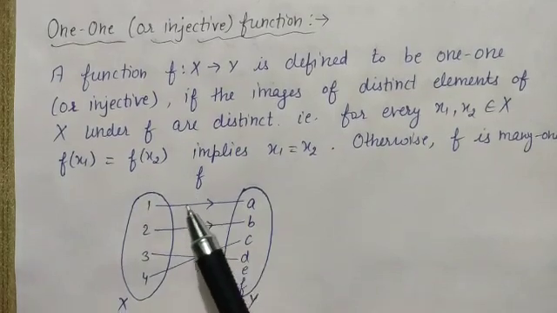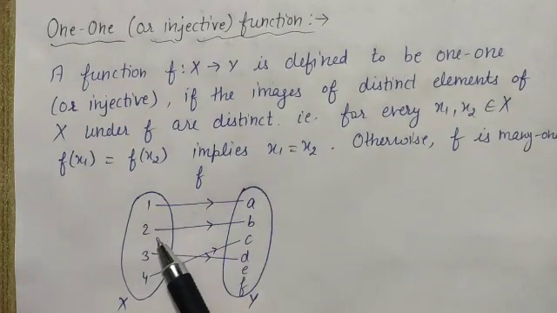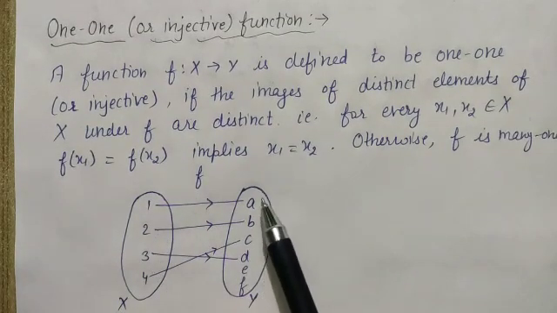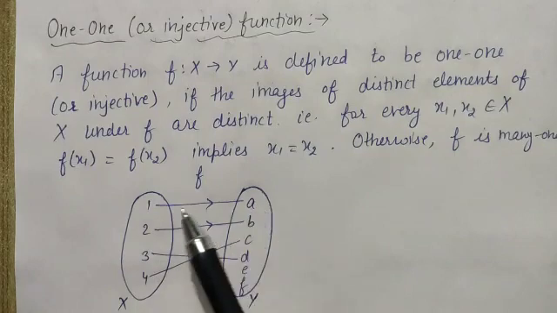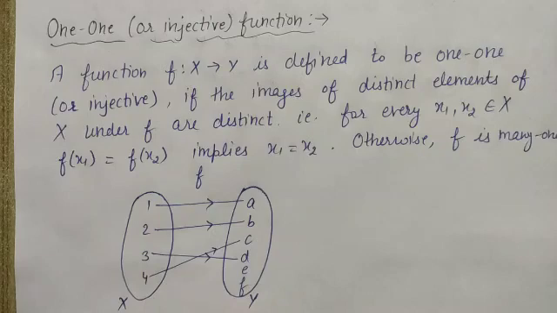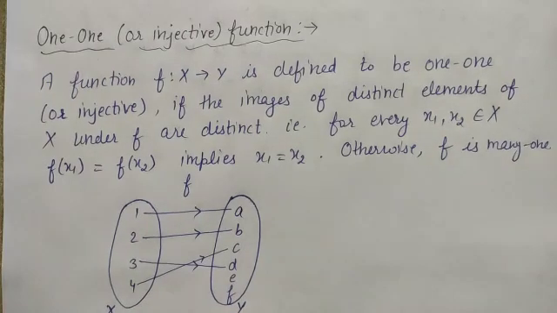Here is a function. The elements of x are 1, 2, 3 and 4. Elements of y are a, b, c, d, e, f. a is the image of 1, b is the image of 2, c is the image of 4 and d is the image of 3. Here the images of distinct elements of x under f are distinct. So this function is a 1-1 function.